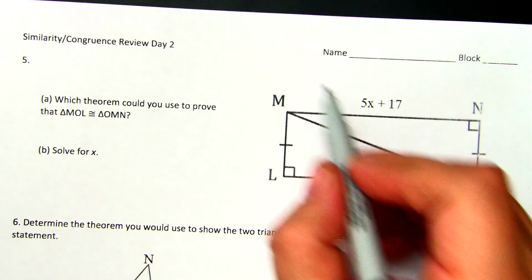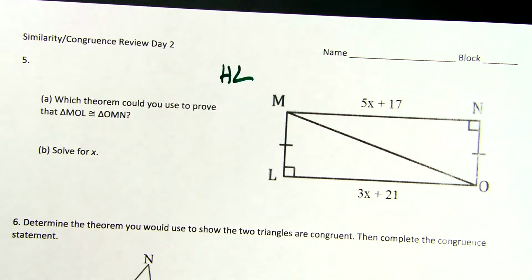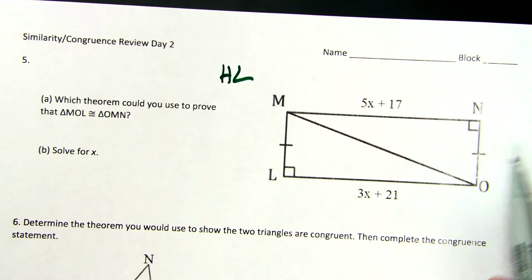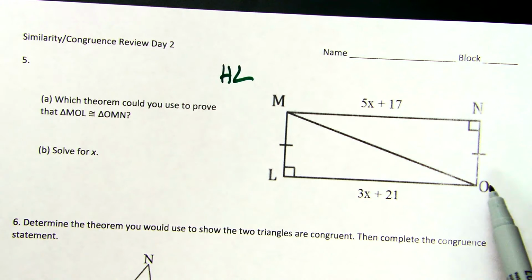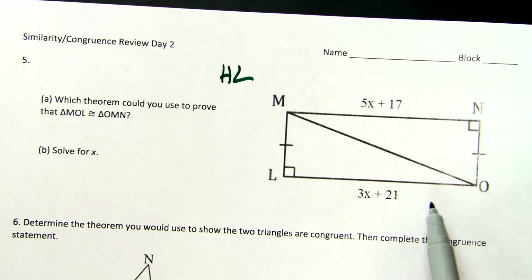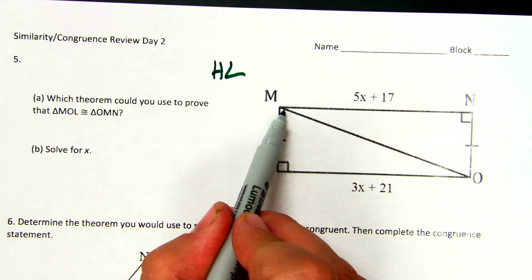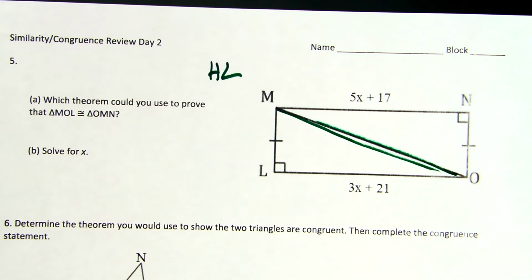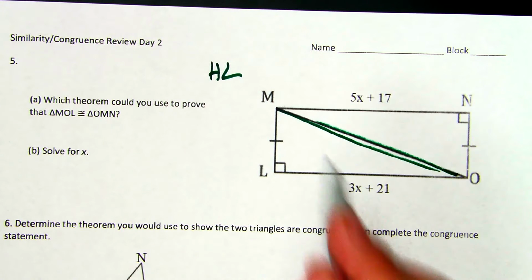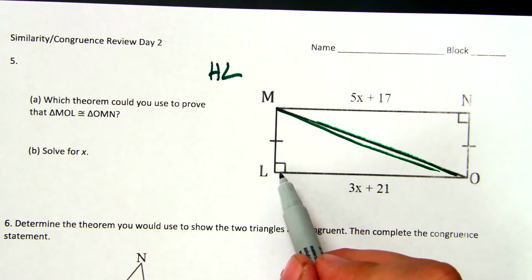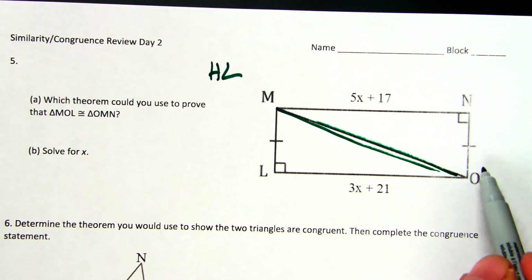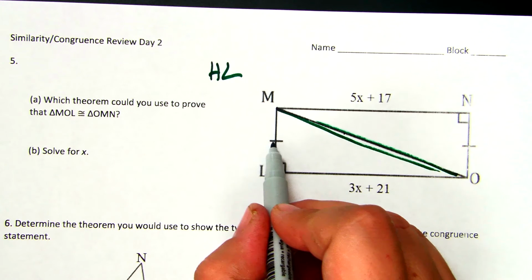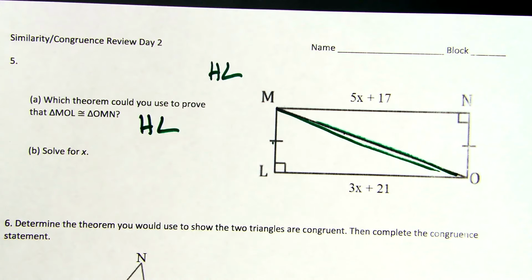For HL I need the hypotenuse and a leg. Well, I've got these two, LM and NO. Those are congruent. Those are legs, right? Then what else do I have? Well, always look for that side that's shared. OM is congruent to OM, and OM is the hypotenuse of both triangle MLO and triangle ONM. So I would be able to use HL. I've got my hypotenuse, I've got my legs, so HL is my theorem.